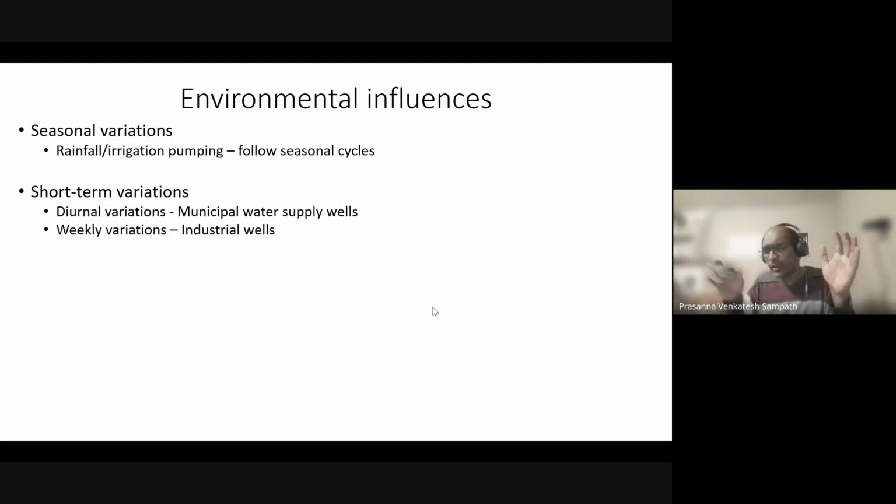So it will vary from industry to industry, but generally speaking, industries will have an off day, a day or two in the week, and then the rest of the week there's a need, and for a day or a couple of days in the week, the demand is shut off. So there's a weekly variation. So these are, relatively speaking, the short-term variations, and these impact the groundwater levels, right? Because industries might typically be pumping a significant amount of water. The municipal water supply wells are also supplying a significant amount of water.